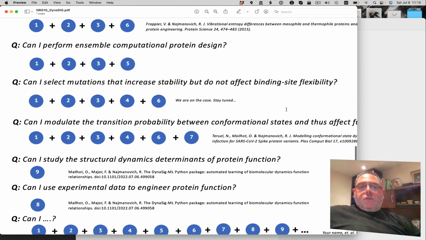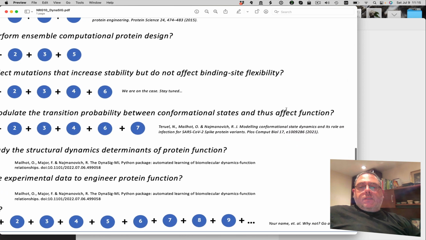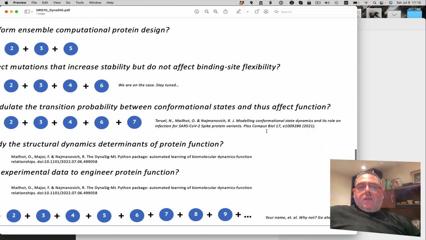Can I modulate the transition probability between conformational states and thus affect function? Yes, we've done that studying the spike protein in SARS-CoV-2. You can take a look at the paper in PLOS Computational Biology.